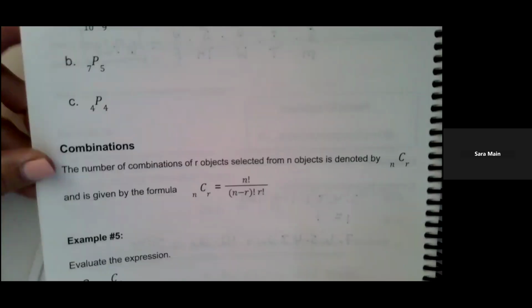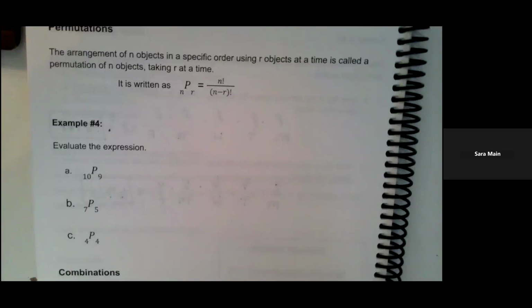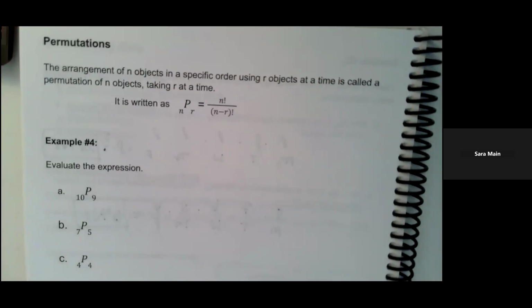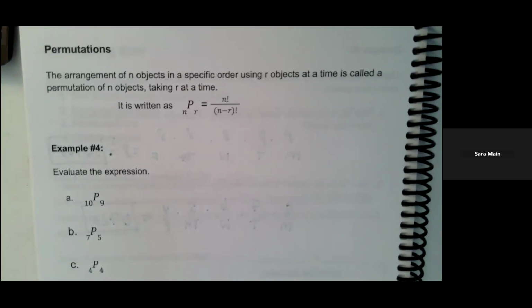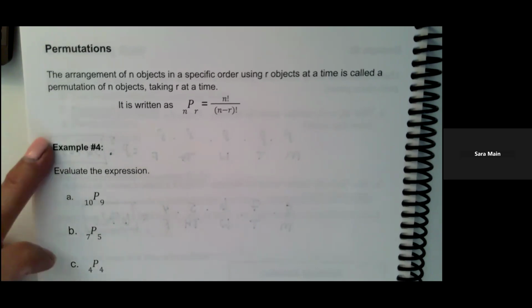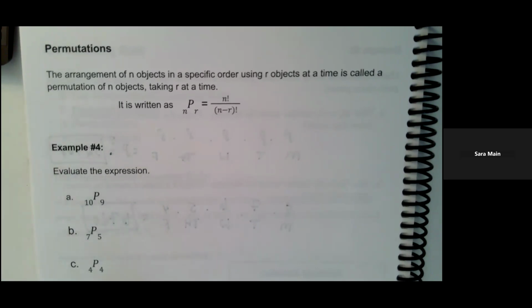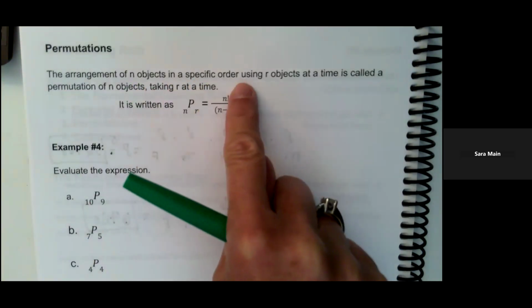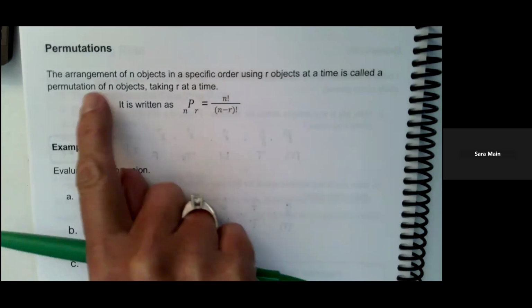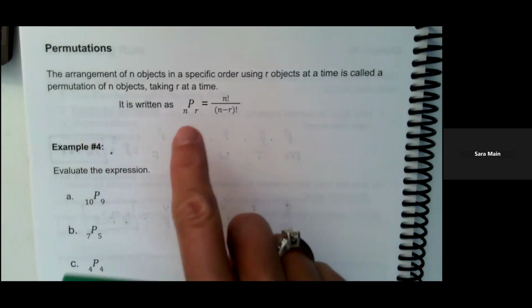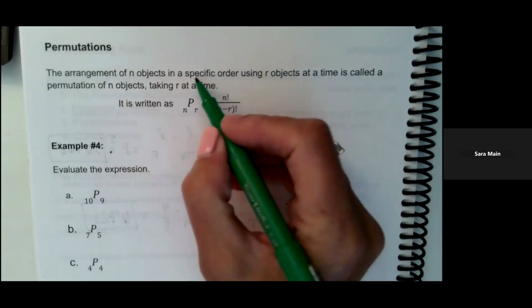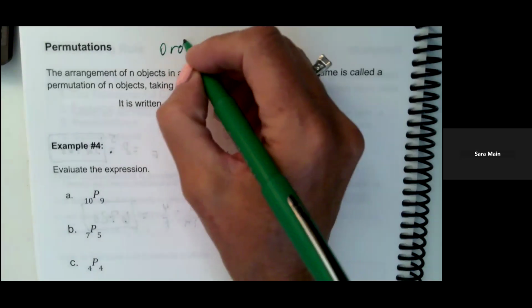Now, permutations and combinations are two different ways that we can choose items. Just like we were choosing my students to read the lesson introduction, the two different ways I had you do them were using permutations and combinations. You just didn't know it. So permutations are when the arrangement of n objects in a specific order using r objects at a time is called a permutation. So I'm choosing objects and the order matters. So in a specific order. So order matters.